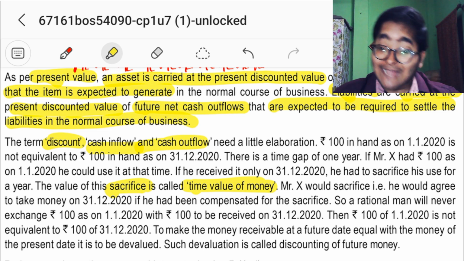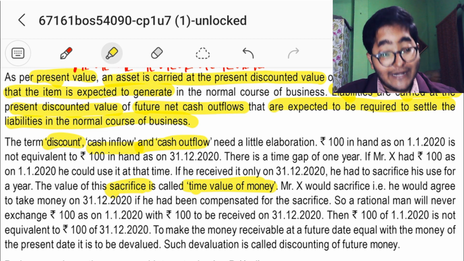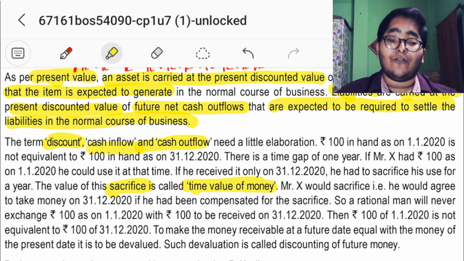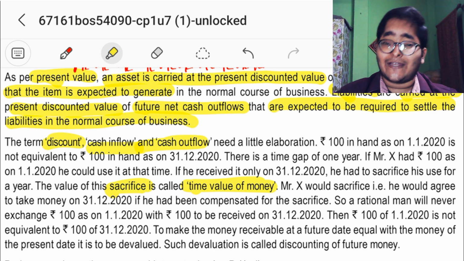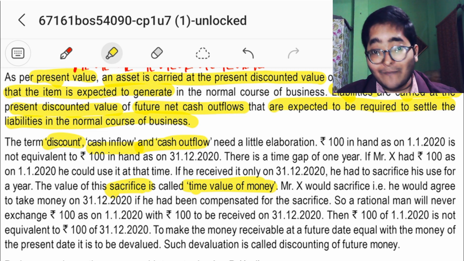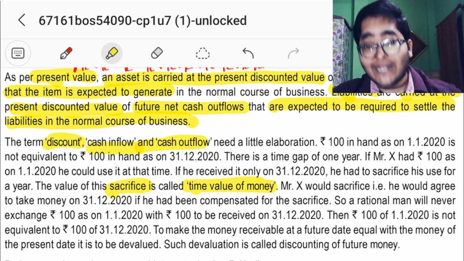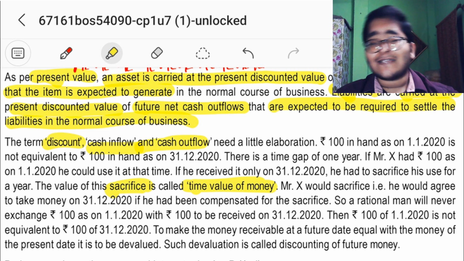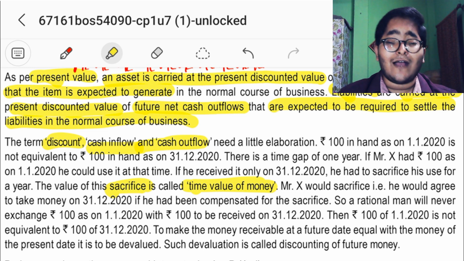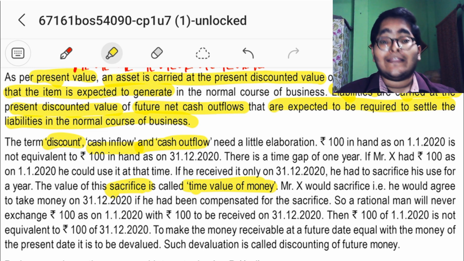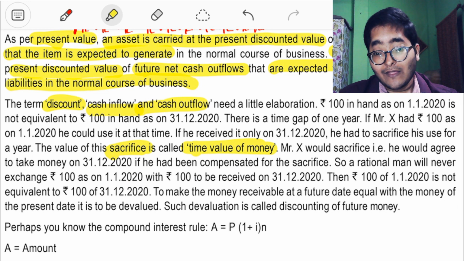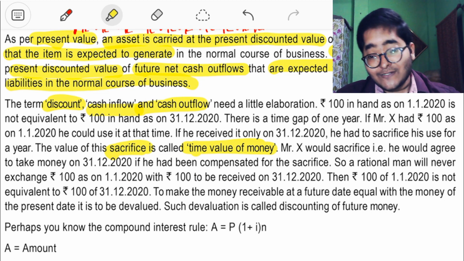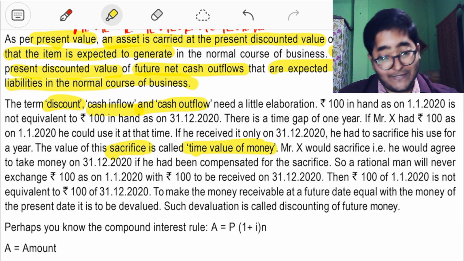Mr. X would sacrifice, that is, he would agree to take money on 31st December 2020 if he had been compensated for that sacrifice. बिजनेसमैन फ्री में तो काम नहीं करता है, उसको कुछ कंपेंसेशन देना पड़ता है. Mr. X would sacrifice for a compensation.